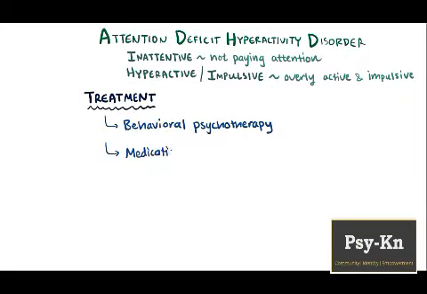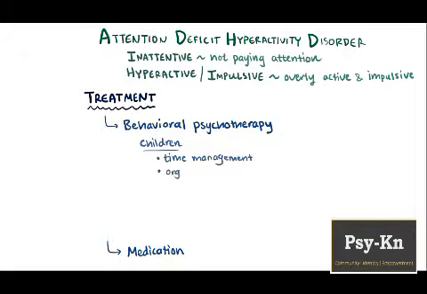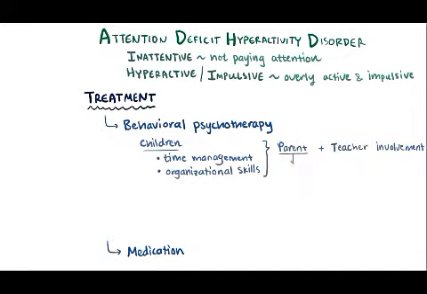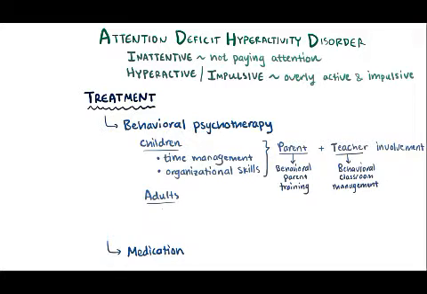involves either behavioral psychotherapy, medication, or both. Behavioral psychotherapy is often targeted at children and focuses on teaching the child better time management and organizational skills. For example, having structured routines that they can follow, and then giving rewards when they stick to those routines. Also, involving both parents and teachers is important, and both behavioral parent training and behavioral classroom management have been shown to be helpful for children with ADHD. For adults, behavioral psychotherapy might focus on ways of decreasing distractions and also improving organizational skills.